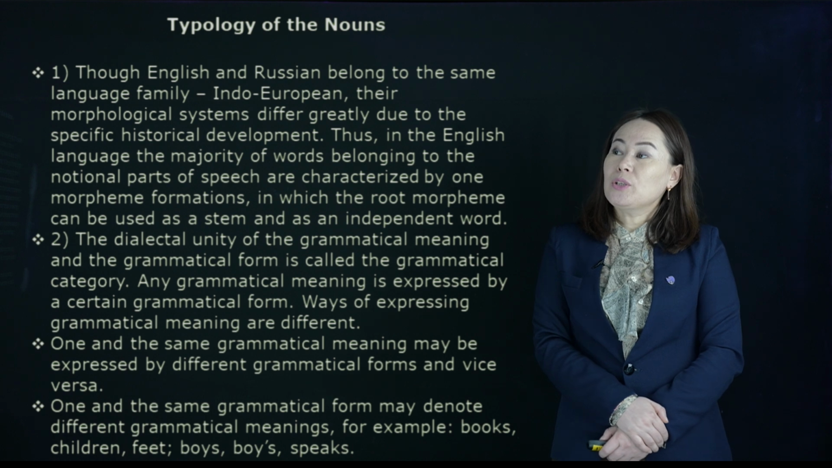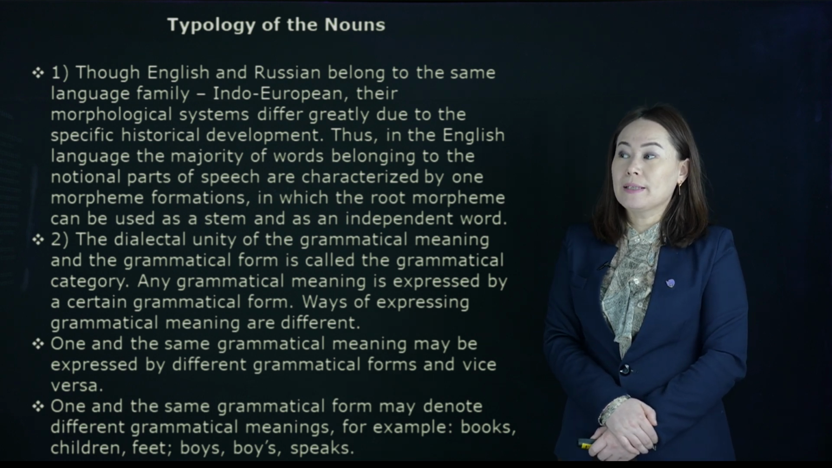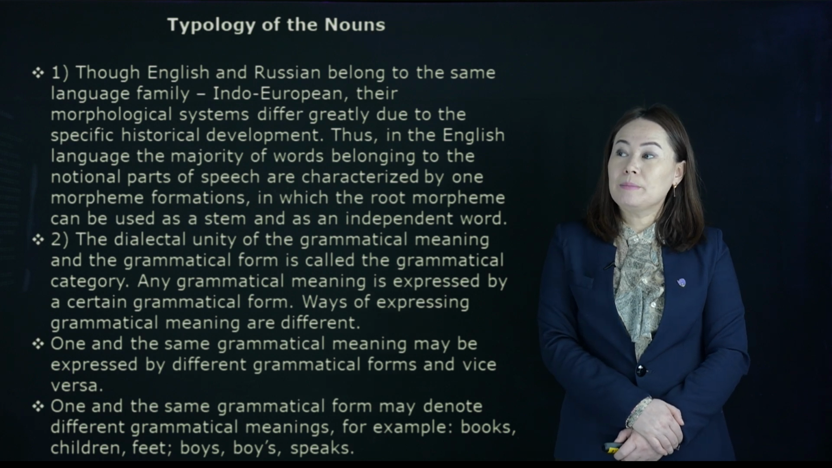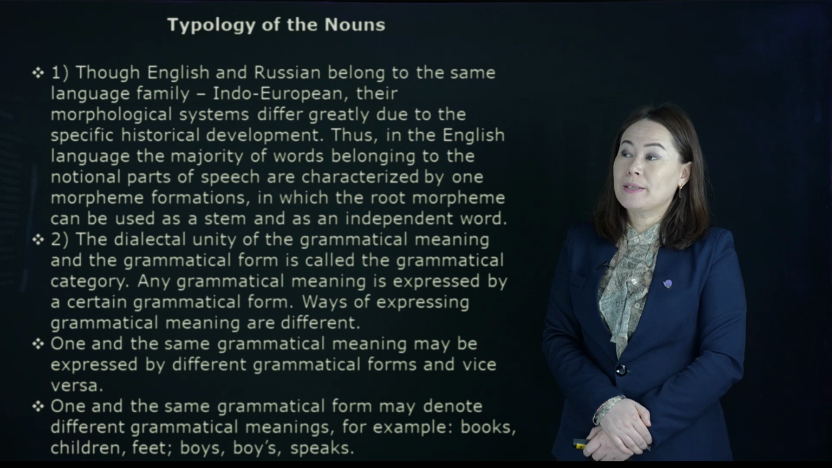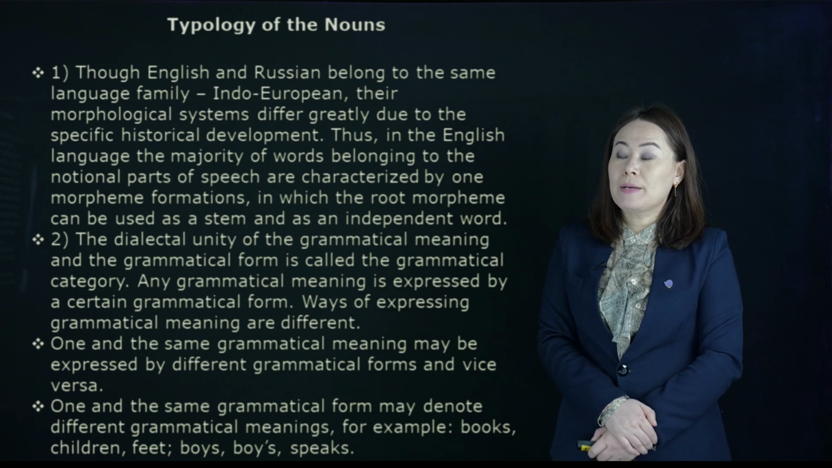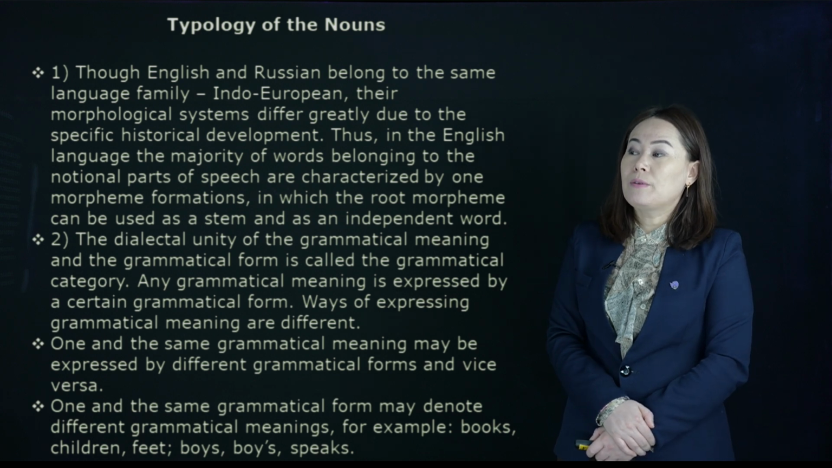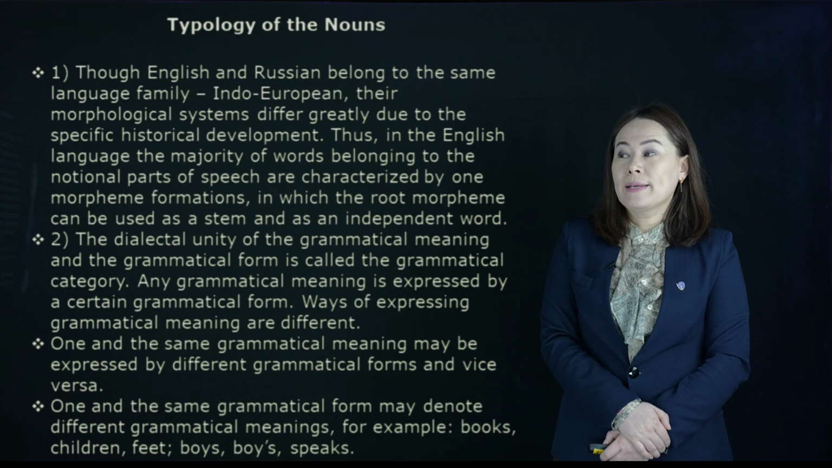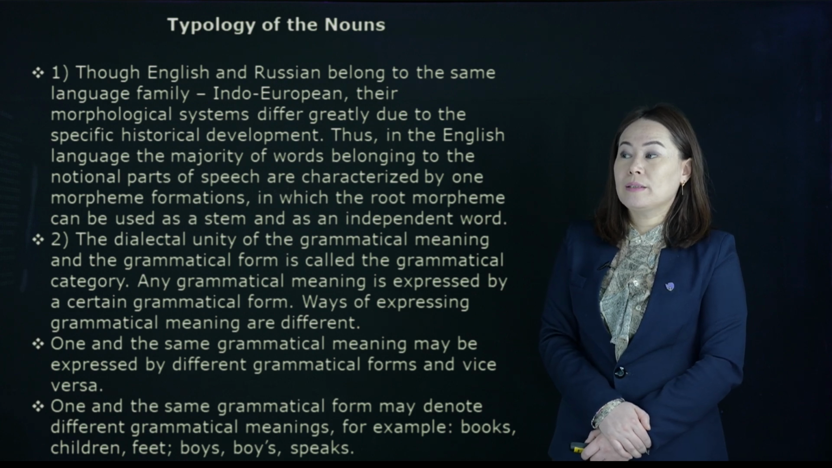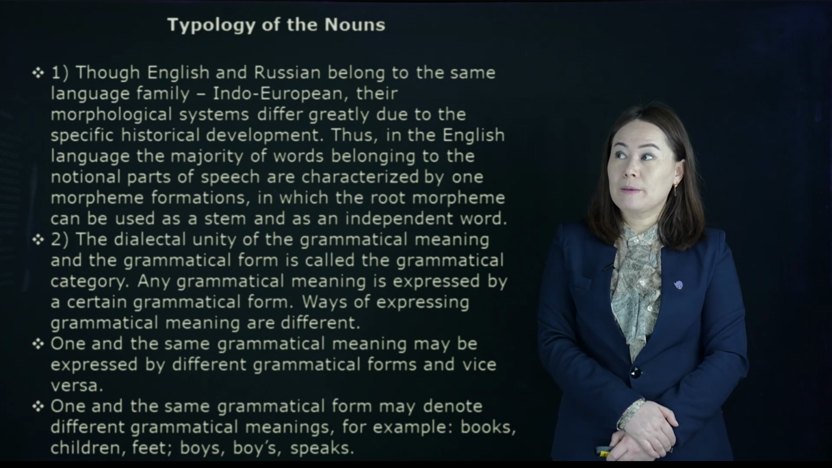The dialectical unity of the grammatical meaning and the grammatical form is called the grammatical category. Any grammatical meaning is expressed by a certain grammatical form. Ways of expressing grammatical meaning are different. One and the same grammatical meaning may be expressed by different grammatical forms and vice versa. One and the same grammatical form may denote different grammatical meanings. For example, book, children, feet, boy, boys, and speaks.